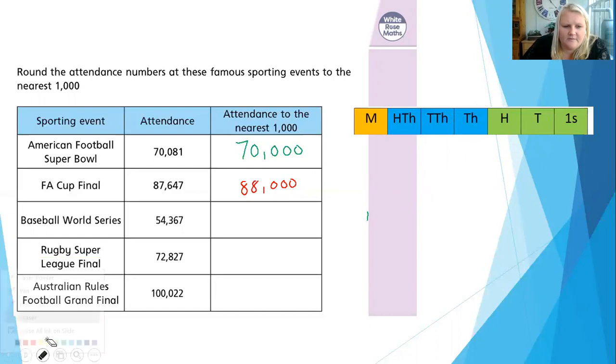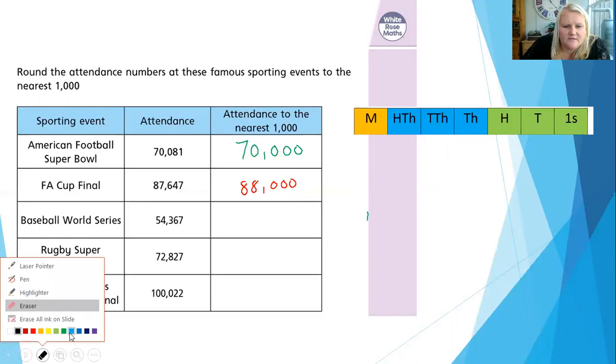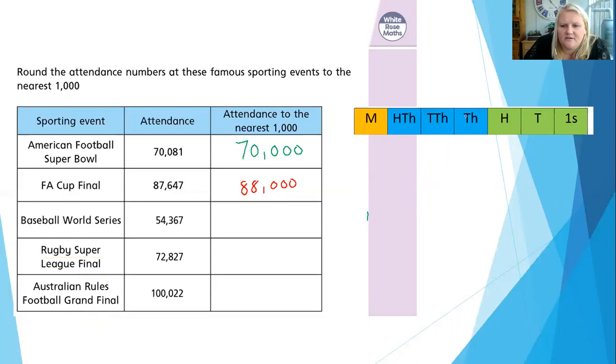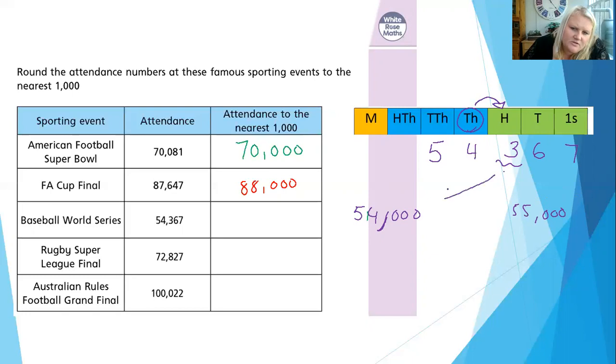Okay, have a chance to think about it. Let's look at that. So let's make sure I know what I'm looking at. I'm still rounding to the nearest 1,000. So we go to 54,367. So this is the one I'm going to be interested in. So it's going to be 54,000 or 55,000. And it's a 3. So will it be rounding up or rounding down? 3 rounds down to 54,000.